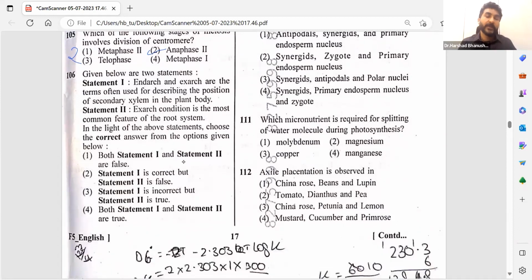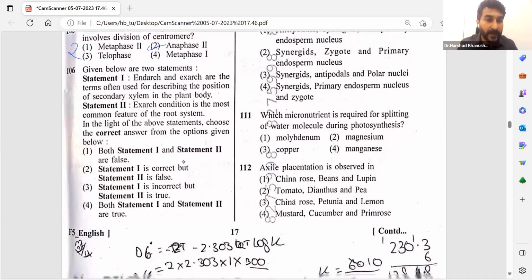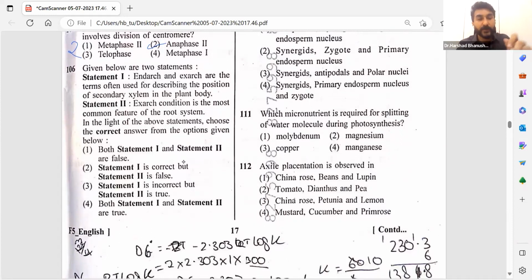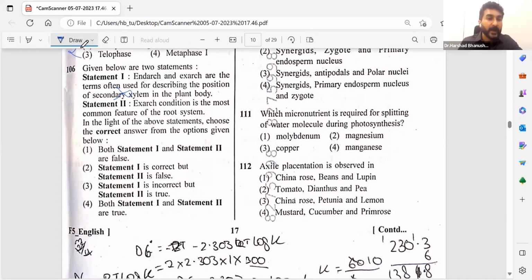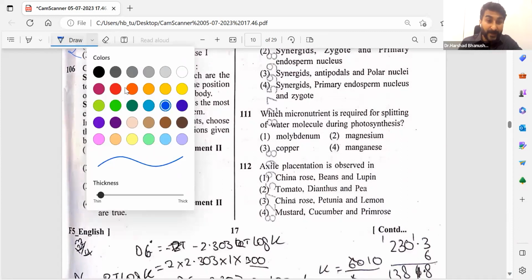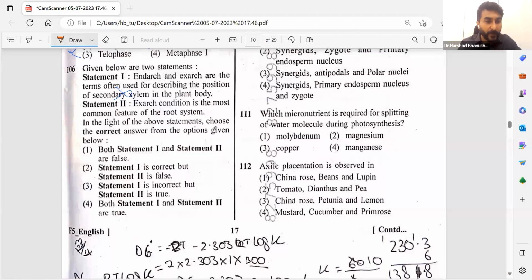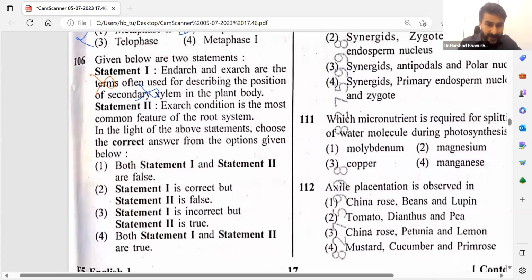The next question is two statements. Endarch and exarch are the terms often used for describing the position of secondary xylem. First of all, this is a wrong statement because endarch and exarch are not related to secondary xylem. Endarch and exarch, first of all, are related to primary xylem, and that too to protoxylem and metaxylem. So I would consider this as wrong. And the second statement, exarch condition is the most common feature found in root. Yes, it is true. So the first statement is incorrect, the second is true. So our answer would be option number three in this case.